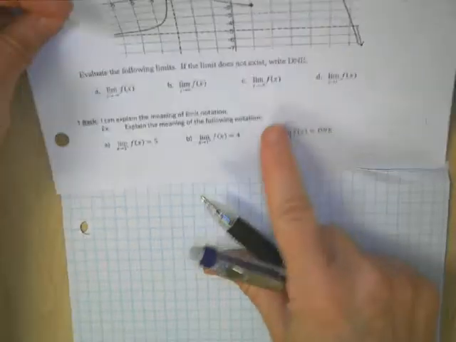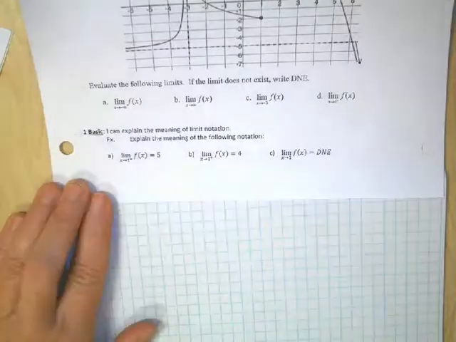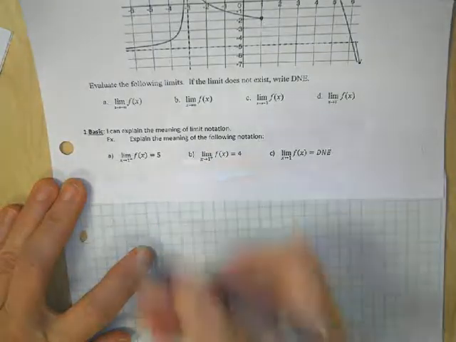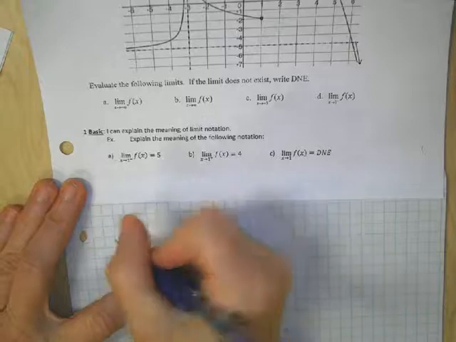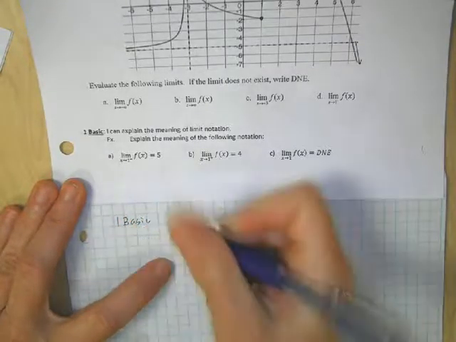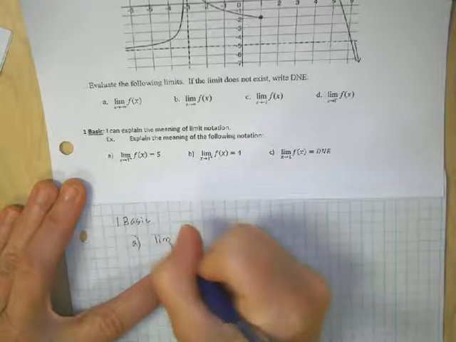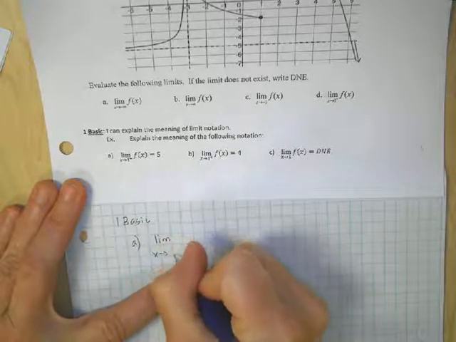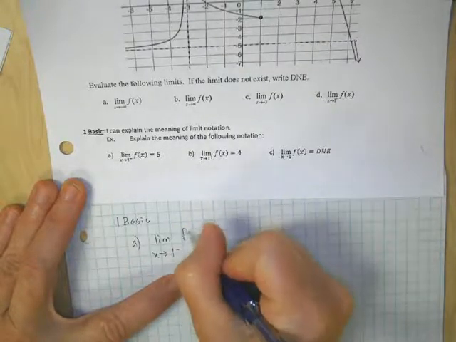So get yourself a piece of graph paper to do this on, because you're not going to be able to do all of these on this sheet of paper. If you did already do them on that piece of paper and you made it fit, fine. But I write really big. So I'm going to do 1 basic problem A. The limit as x goes to 1 from the left of f of x is equal to 5.